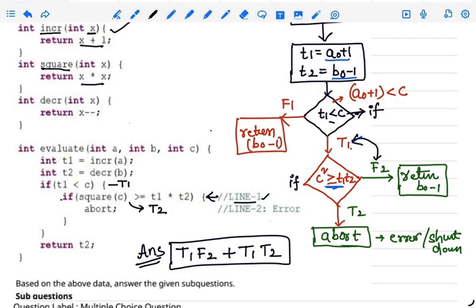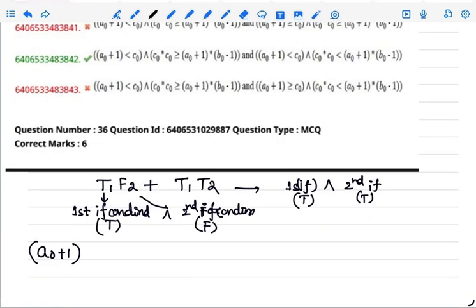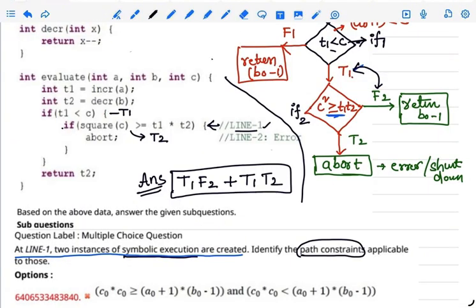Okay, T1 condition true is T1 less than C. T1 means A0 plus 1 less than C. This is the first condition. F2 means the second if condition is false: C square greater than or equal to T1 T2. If it is true, it will go to T2. If it is false, it means C square less than T1 T2.